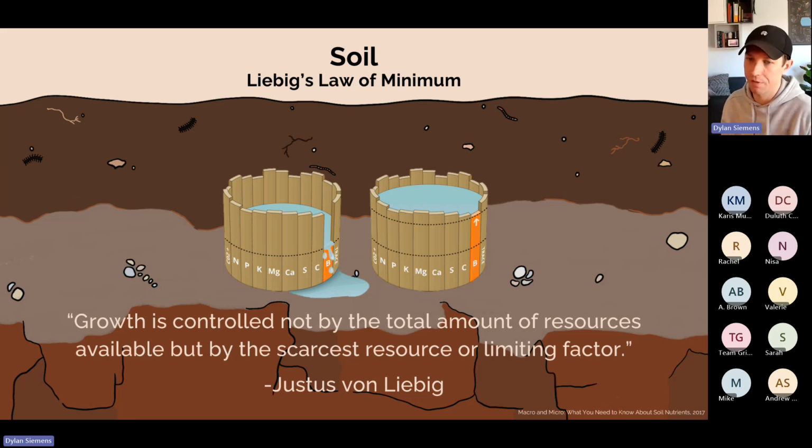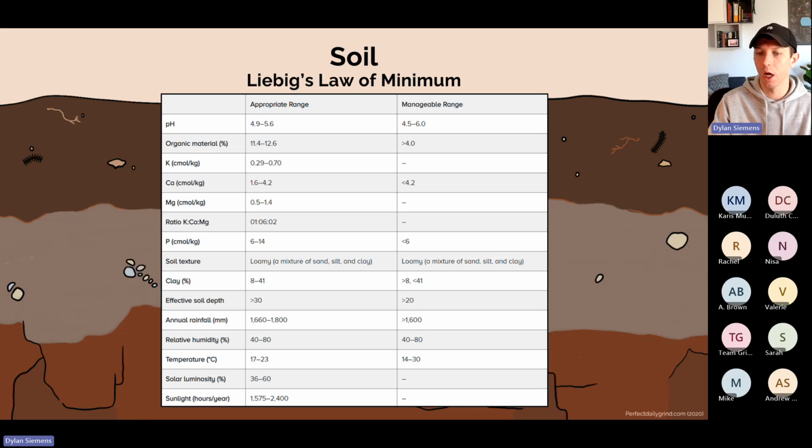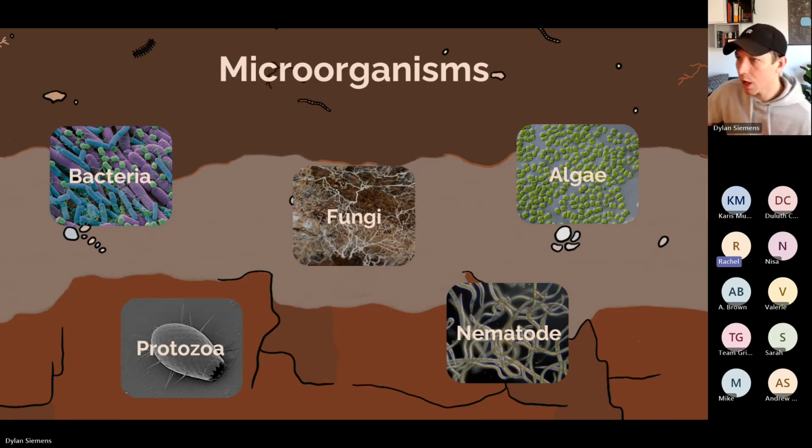It's not the total amount of stuff in the soil that puts the ceiling on what a plant can absorb, but it's the scarcest resource that puts a ceiling on what a plant can absorb. So soil balance is extremely important for coffee, and it's going to look different anywhere in the world, right? The other really important thing for coffee is microorganisms, right? The tiny, tiny organisms that turn organic matter into usable gases and resources for plants.